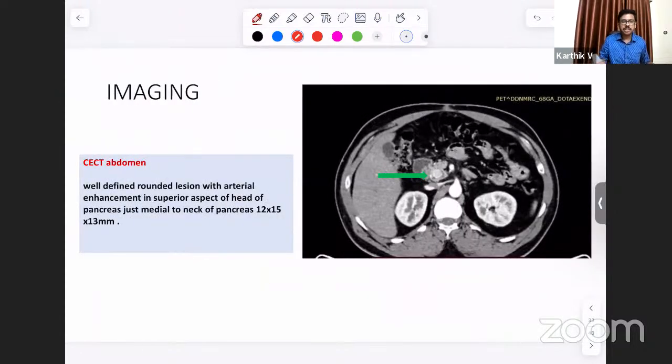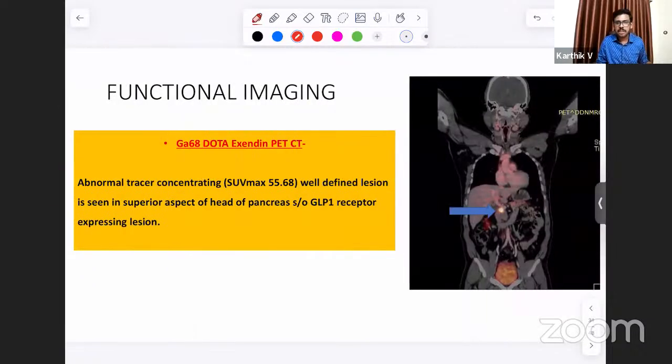Okay, so our patient, when he was subjected to CT abdomen, there was a rounded lesion with significant arterial enhancement. This very high arterial enhancement is actually specific for pancreatic neuroendocrine tumor. Medial to the neck of pancreas, we identified a 1.2 by 1.5 centimeter lesion, and we then proceeded with the Exendin PET scan. Here in the Exendin PET scan, you could identify the lesion. See, that lesion has lit up like a bulb.